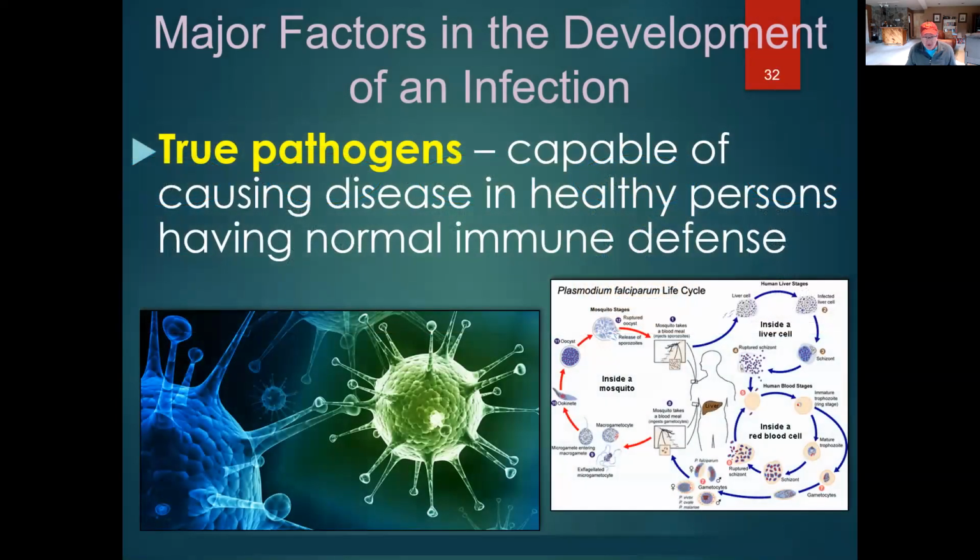So let's define a few terms, including this first one. What does it mean to be a true pathogen or primary pathogen? Well, this is, of course, the microorganism, be it bacterium, protozoan, virus, fungus. It's the entity that's causing the infection and the disease in a healthy individual who we will assume has a normal, functional, mature immune response or immune defense system.